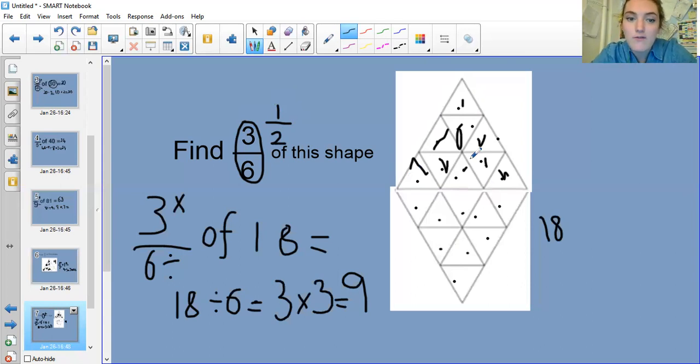So that is how to find a fraction of a whole number or a fraction of a shape when you're working with numerators that are more than 1 and also denominators that are more than 1. So divide by the bottom number first, then multiply your answer by the top number.